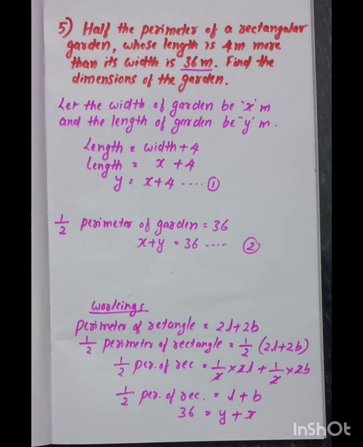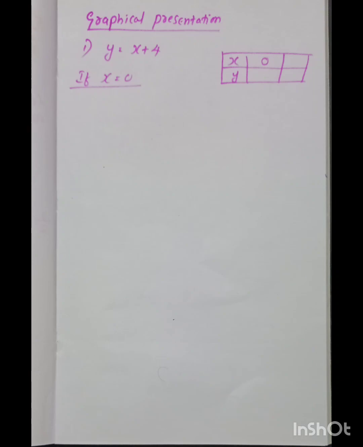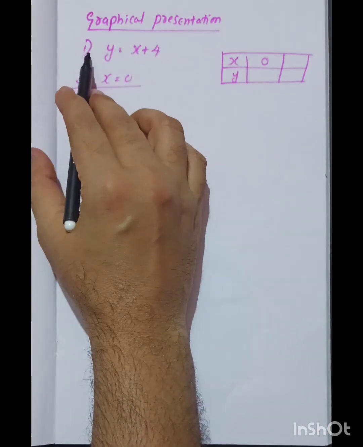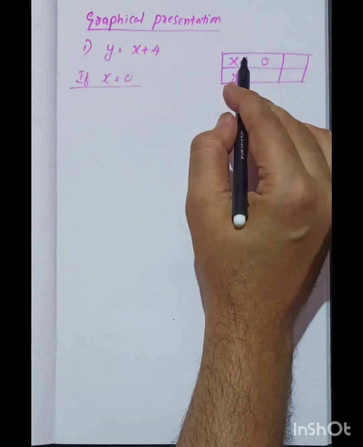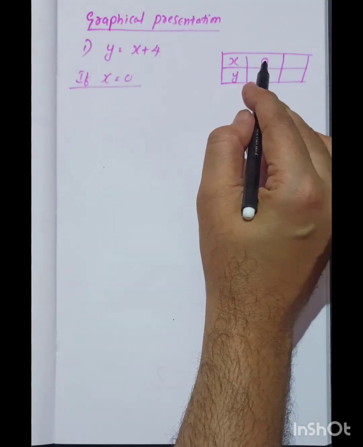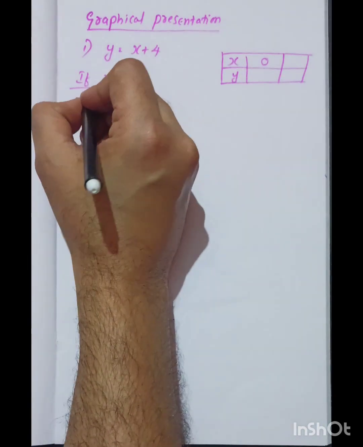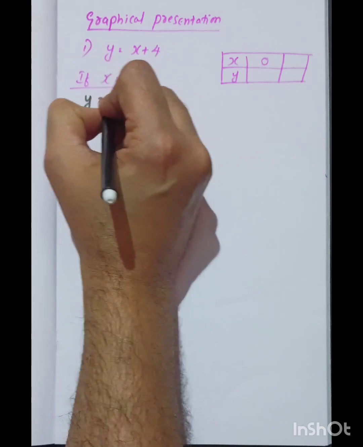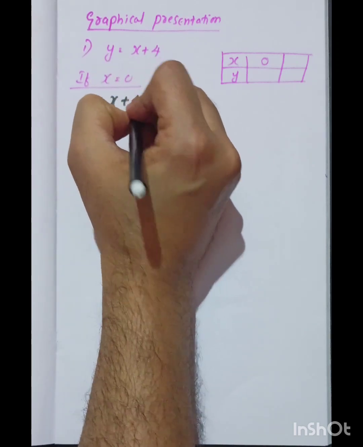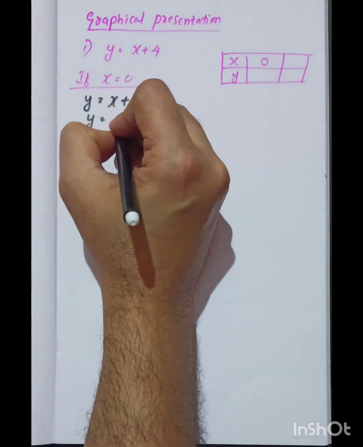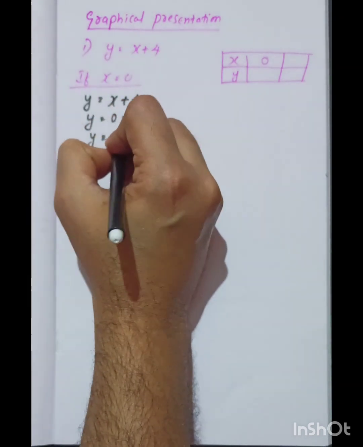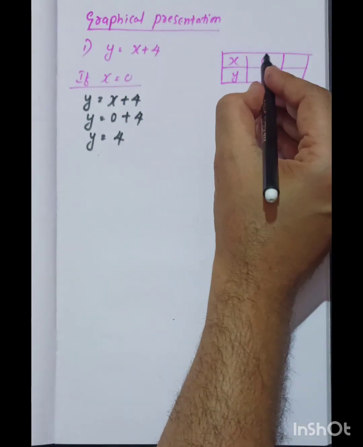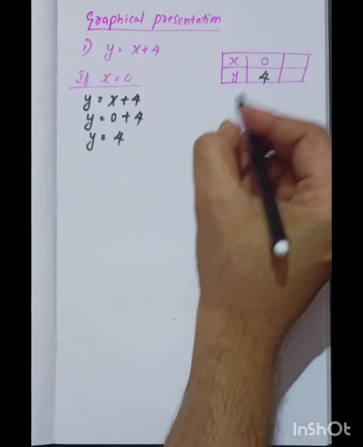So to know the length and the breadth, let's do the graphical representation. First equation, y equals x plus 4. I just draw the table x, y. Put value 0 to x. If x equals 0, y equals x plus 4, y equals 0 plus 4, y equals 4. So when x is 0, y equals 4.